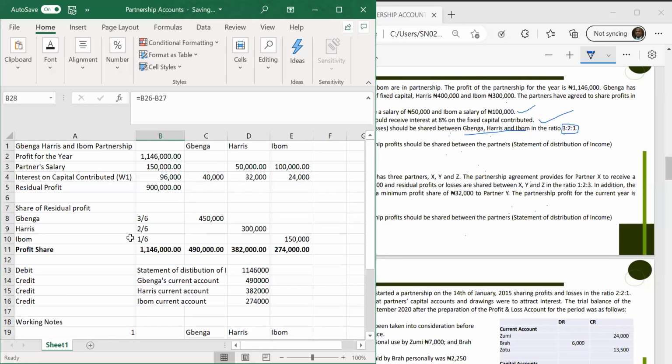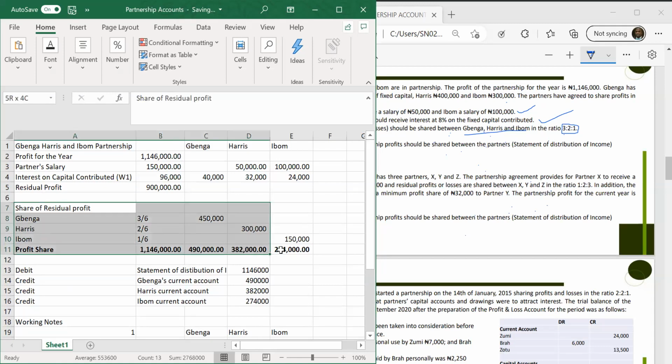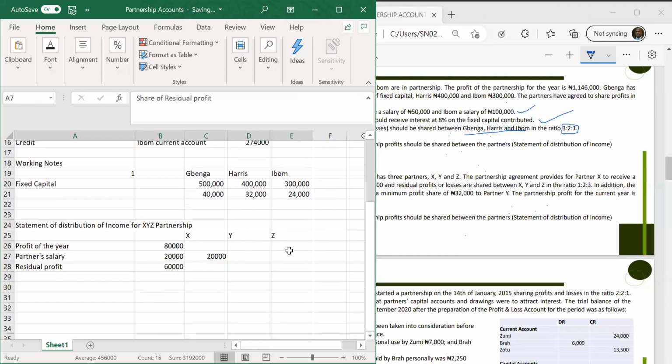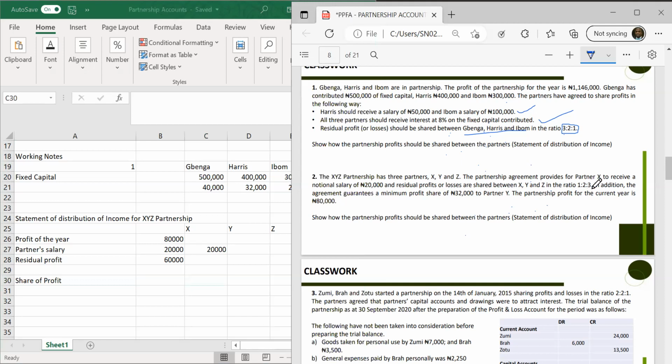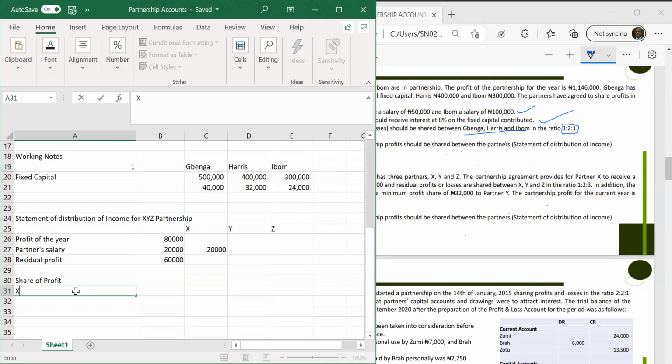What are we supposed to do? The share of the profit. So you can see I'm intentionally showing you guys so that you see that it's the same approach. Share of the profit. We still have our X, Y, Z here. Then what's our ratio? 1, 2, 3. Meaning that we'll have X here, Y here, and Z here.